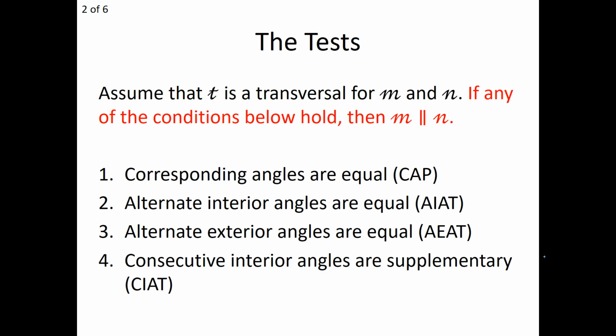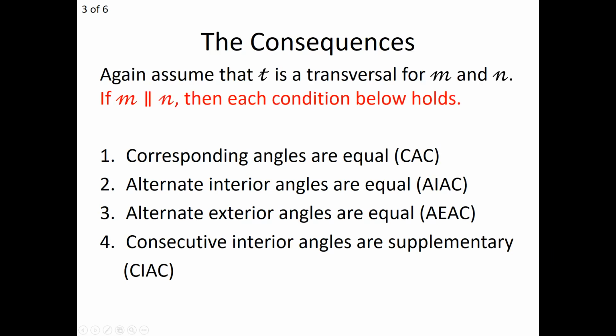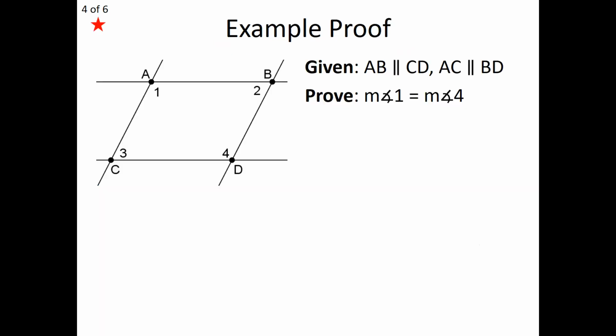The consequences are the theorems that we find in which the lines are already given to us as parallel. And when we cut through with the transversal, the result is knowing that some sort of angle relationship holds, which means when we cut through lines that are parallel, we'll find equal corresponding angles, we'll find equal alternate interior and alternate exterior angles, and we'll also find supplementary consecutive interior angles. Now we're going to use these theorems in a few proofs today. Let's take a look at our first example proof here.